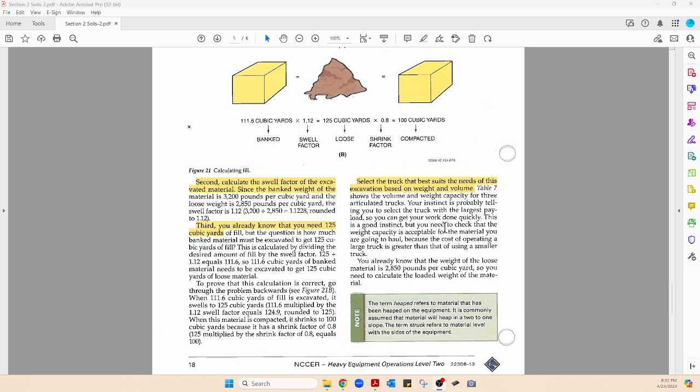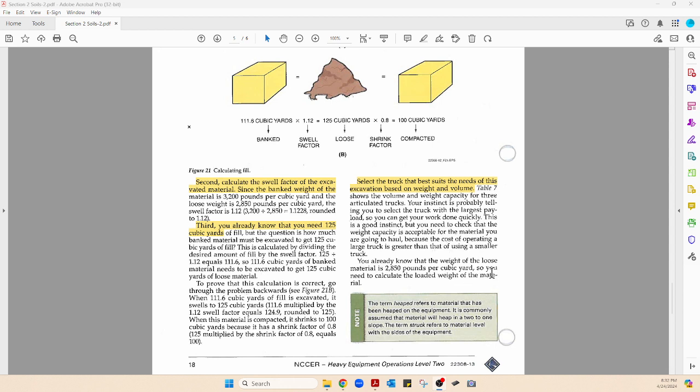This is a good instinct, but you need to check that the weight capacity is acceptable for the material you're going to haul, because the cost of operating a large truck is greater than that of using a smaller truck. You already know that the weight of loose material is 2,850 pounds per cubic yard. So you need to calculate the loaded weight of material.